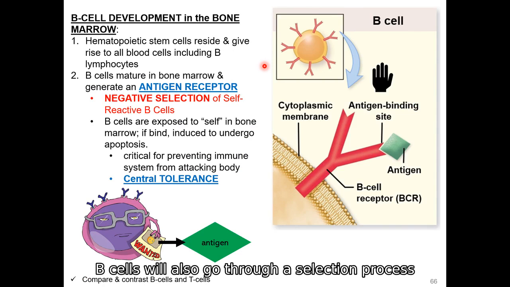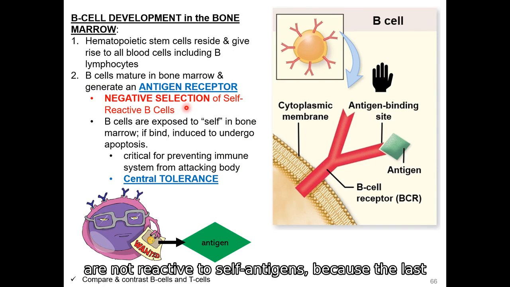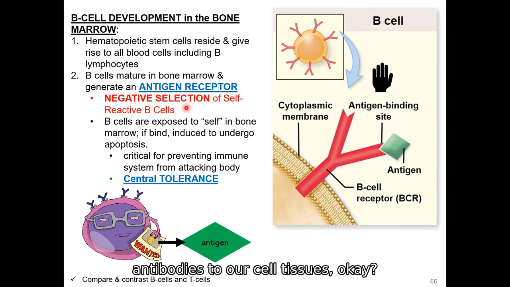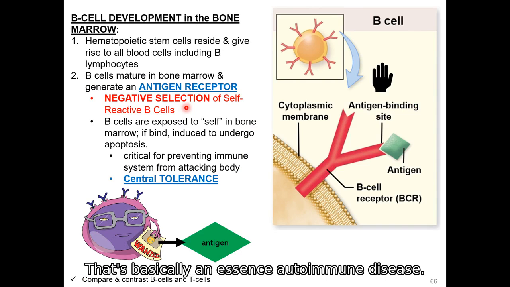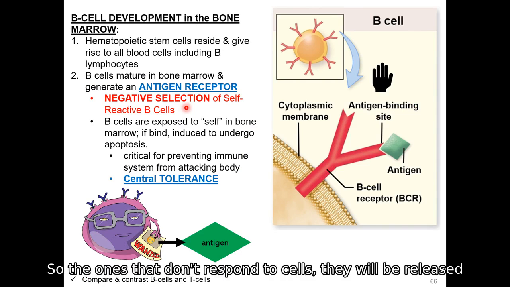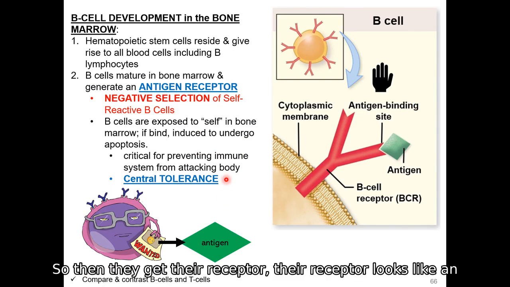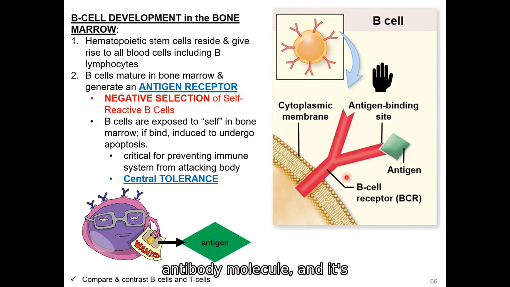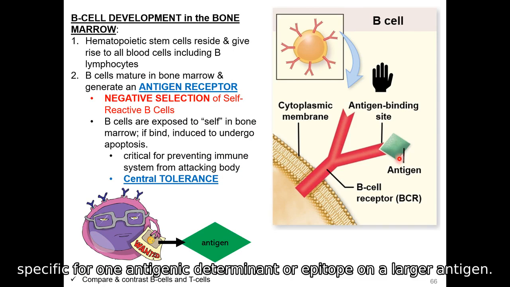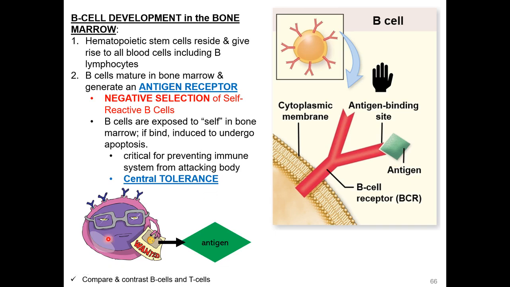B cells will also go through a selection process in the red bone marrow to make sure that they are not reactive to self antigens, because the last thing we want is a B cell making antibodies to our self tissues. Okay, that's basically in essence autoimmune disease. So the ones that don't respond to self will be released from the bone marrow. And like I said, this process of screening is called central tolerance. So then they get their receptor. Their receptor looks like an antibody molecule, and it's immunoglobulin D, and it's going to be specific for one antigenic determinant or epitope on a larger antigen.